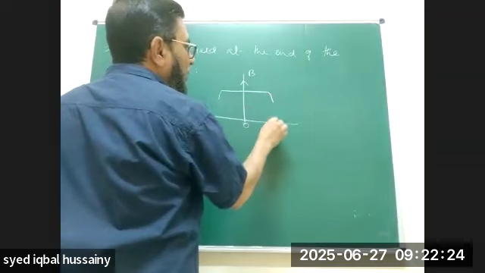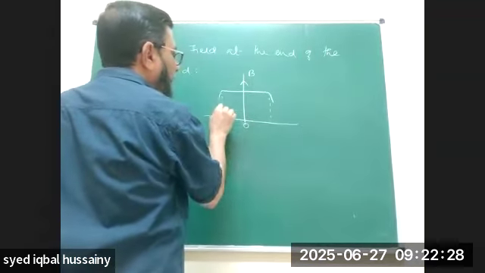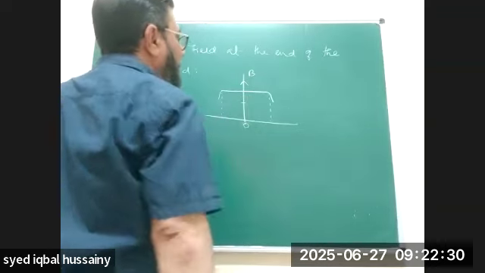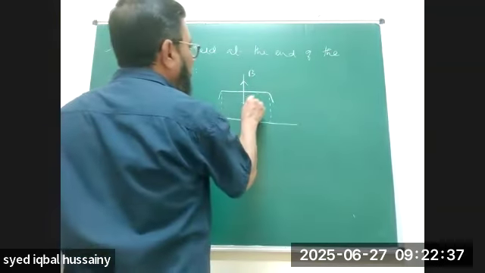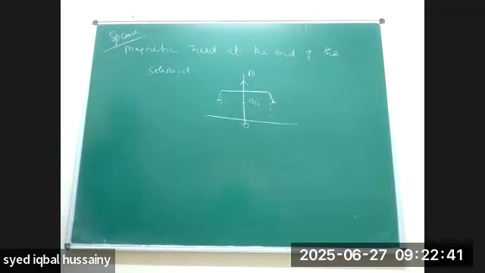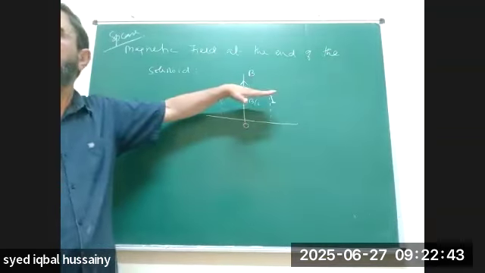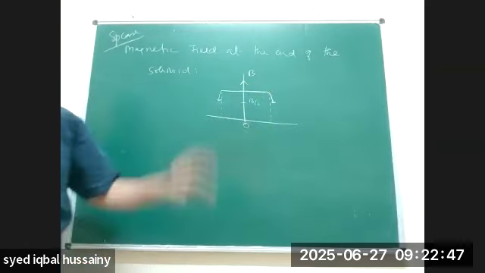So here it will become N by 2, half, here also. So this is the graph. Just you can draw the graph that is given in your NCERT book. This is a straight line. For a long solenoid, the field along the axis is a straight line. At the end it comes to half.